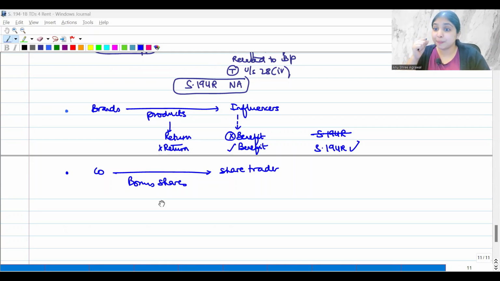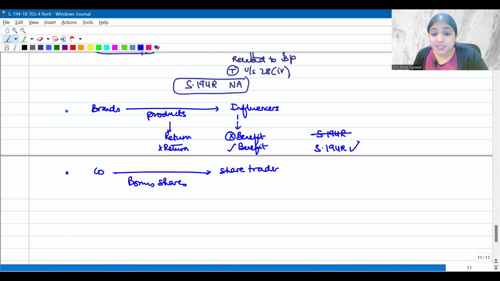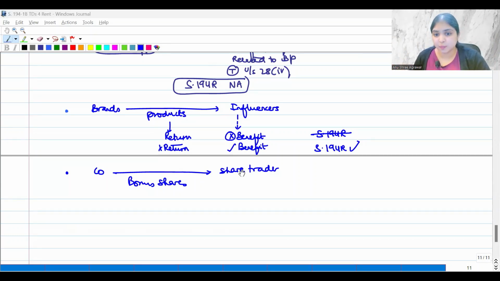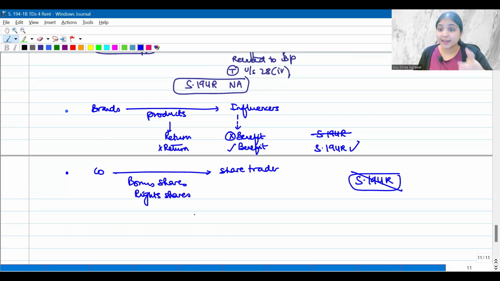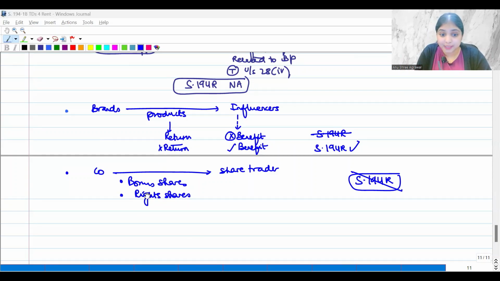Of course, it is a benefit or a perquisite relating to his business, guys. It is his business to buy and sell shares, and he's getting free shares. Yes, it is a benefit relating to his business or profession, but section 194R is not applicable on bonus shares. Similarly, even with respect to rights shares, the share trader is going to get rights shares for a discounted price, right? Rights shares are generally given at a price which is below the market price. So even there, the share trader is getting a benefit. He's getting a discount against the market price. But with respect to bonus shares and rights shares, in both section 194R is not applicable.